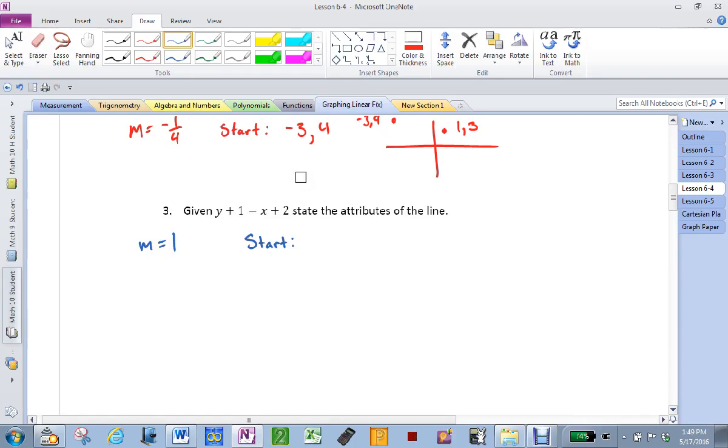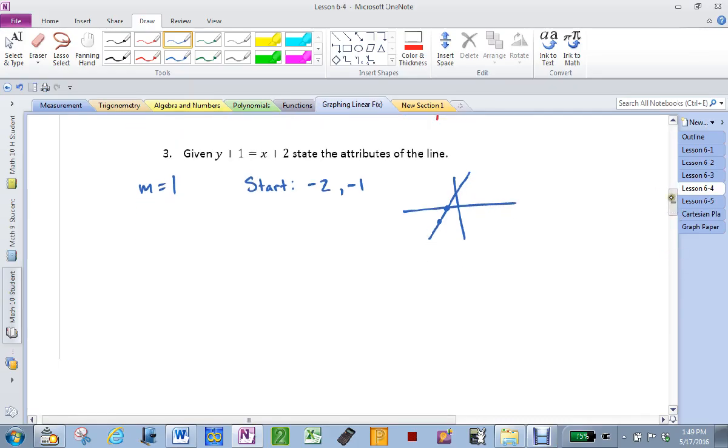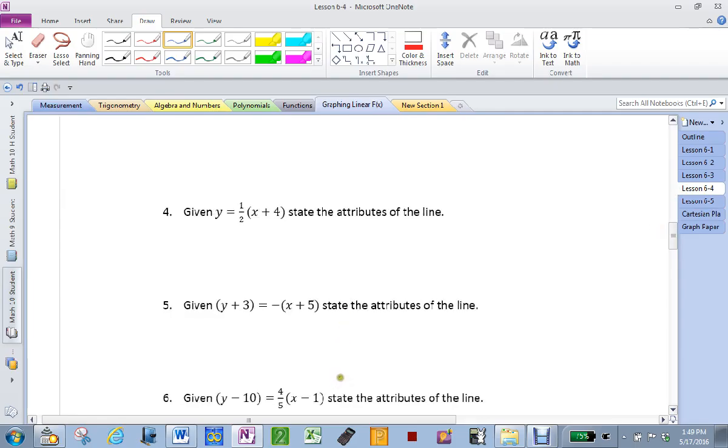What is the slope? 1. Why, Bryce? Because if I put a bracket here, there's only one of them, isn't there? So the slope is 1. Cool? What's the starting point? -2, -1. So graph it. Go to -2, -1, that's down here, and a slope of 1. So that's up 1 to 0, and right to -1, correct? And then I draw my line. Is everyone good?